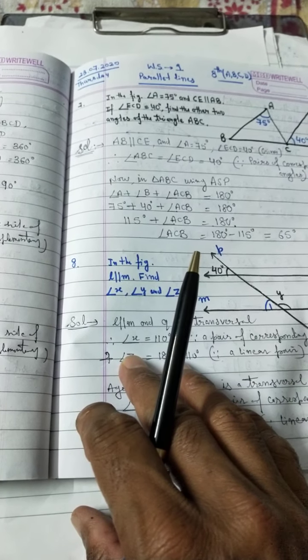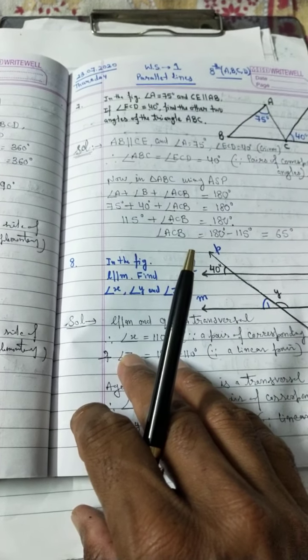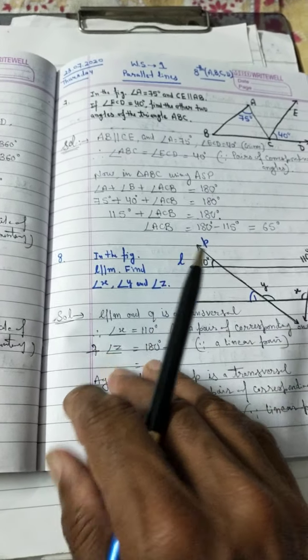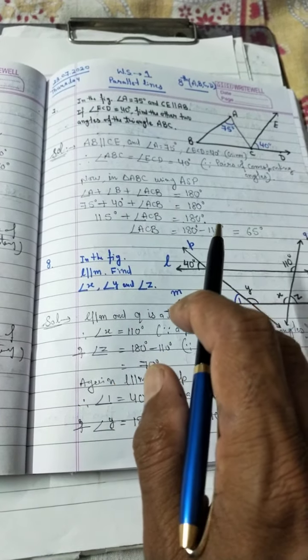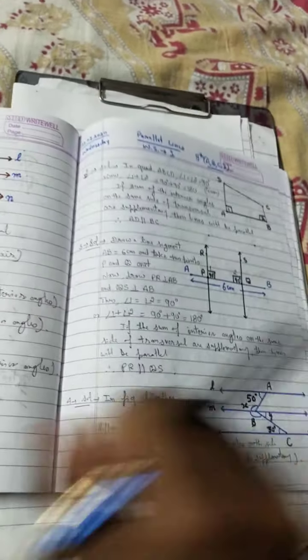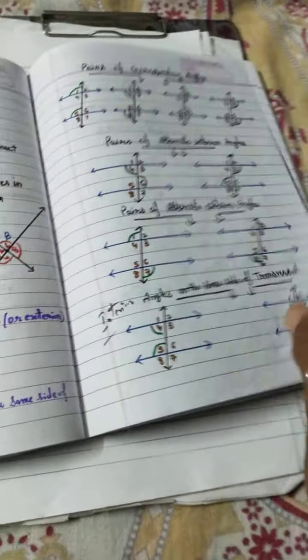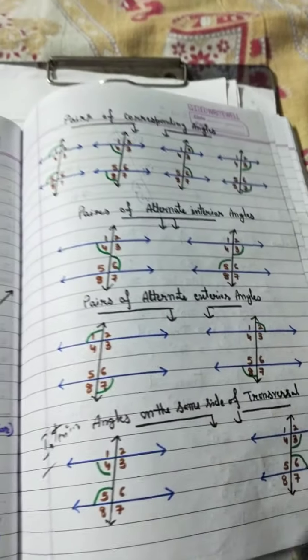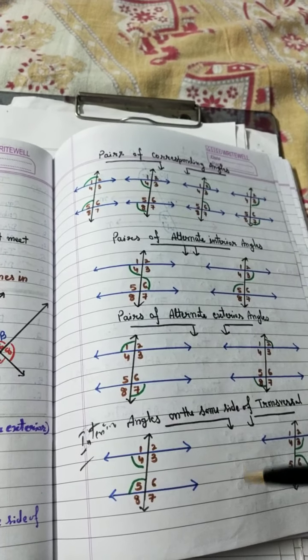If a transversal intersects two or more parallel lines at two or more points, then pairs of corresponding angles, pairs of alternate interior angles, and pairs of alternate exterior angles will all be equal, and angles on the same side of the transversal are supplementary. So in this way you can solve this sum.